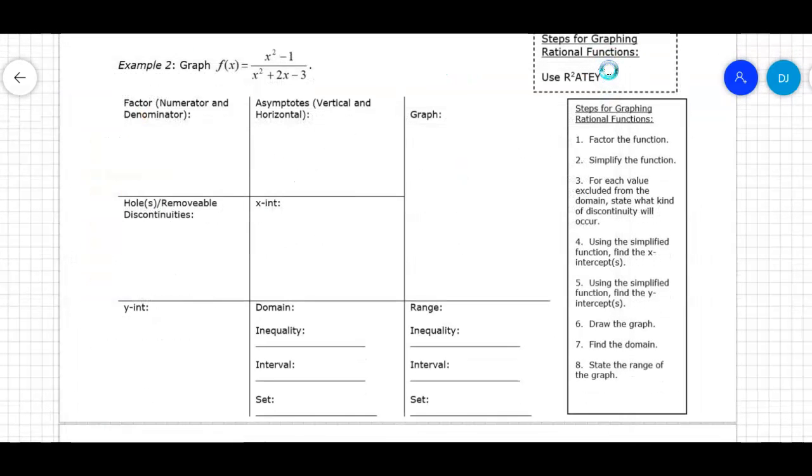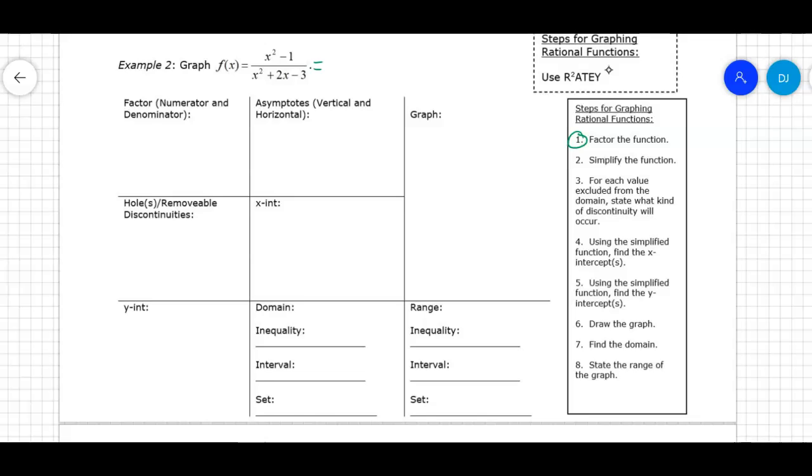With example 2, we're going to talk about the steps that we're going to perform before we get into locating the vertical asymptotes, the holes, the x-intercepts, the y-intercepts, those kinds of things. We're going to be able to calculate most of those using algebra. So the steps that we're going to start off with first is we're going to factor the function. That's the first step.